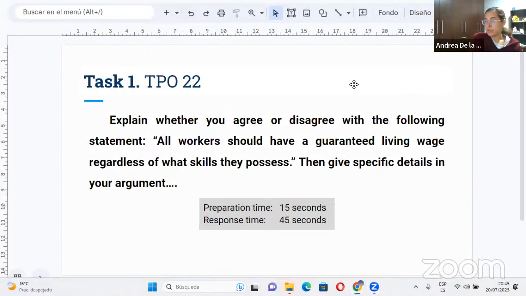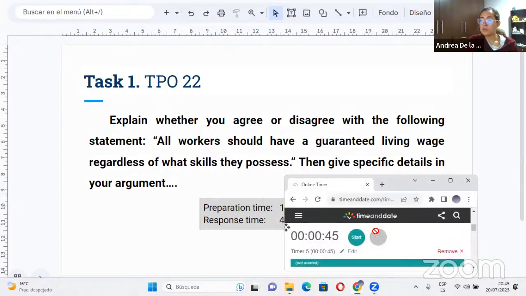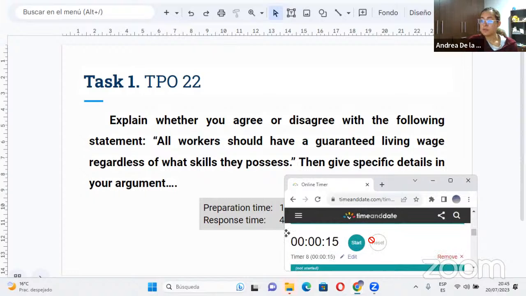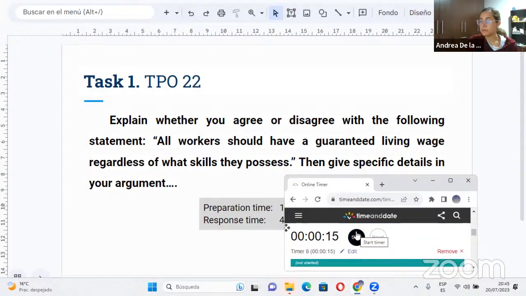Nice. Now, our question here says, explain whether you agree or disagree with the following statement. All workers should have a guaranteed living wage regardless of what skills they possess. Then give specific details in your argument. Now you guys will have 15 seconds to prepare your responses.